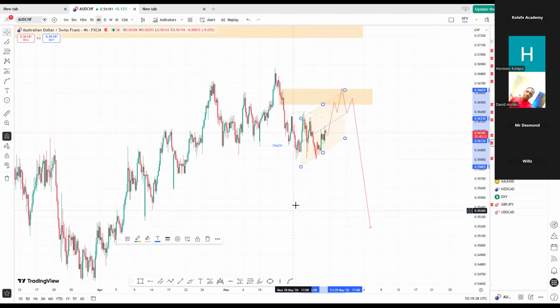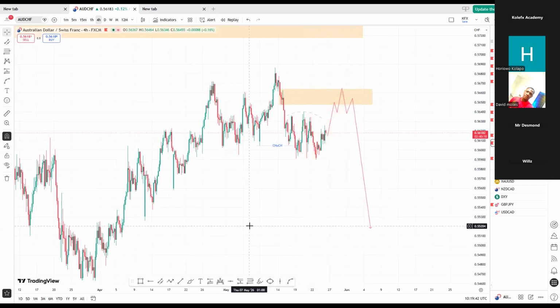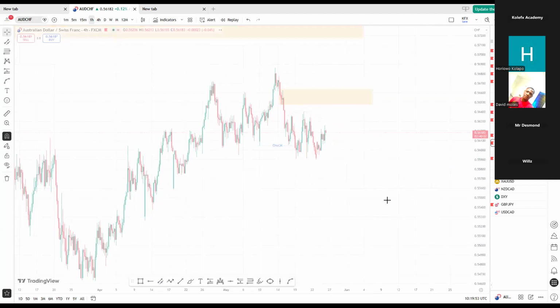So what I'm currently looking at is letting them push back to the upside. The same thing that I got on Euro USD, I also have that same thing here on ADC share. For those of us who also want to scalp it, let's go to 1 hour.